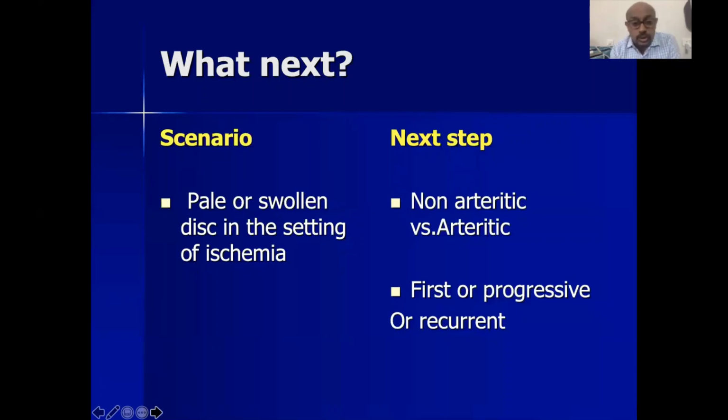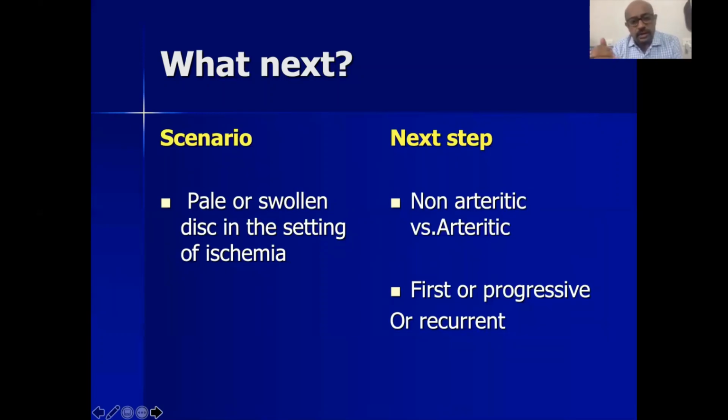So pale or swollen disc in the setting of ischemia, you first have to differentiate between non-arteritic and arteritic variety. Non-arteritic variety is generally seen in patients below 60. Arteritic variety is generally seen in patients above 65. In the Indian population, arteritic AION is not that common.